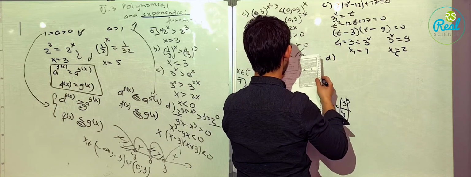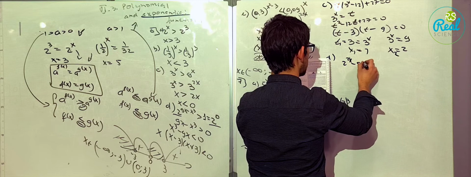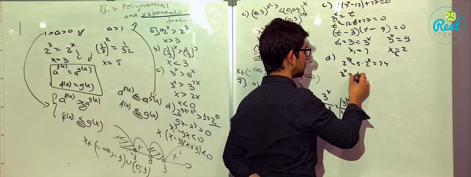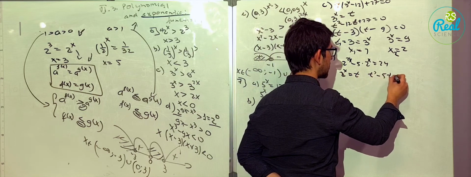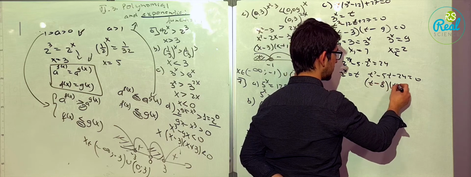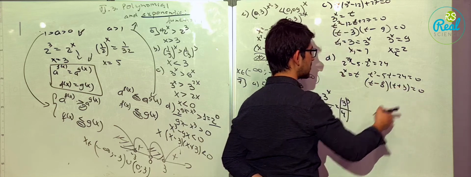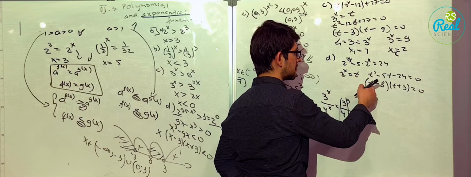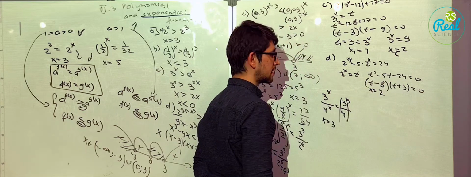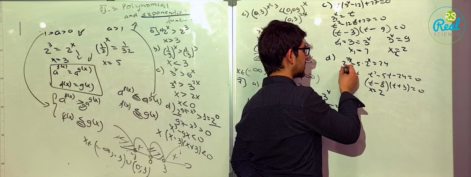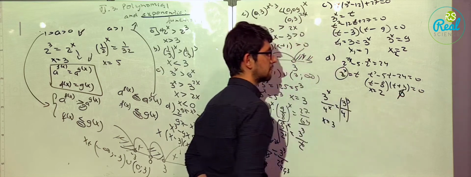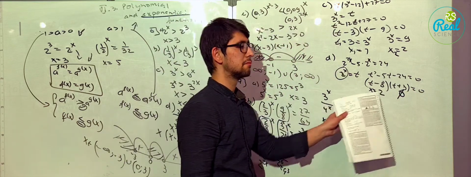D part. 2 on the power of 2x minus 5 multiplied by 2 on the power of x equals to 24. You just do the same. 2 on the power of x denoted as t. T squared minus 5t minus 24 equals to 0. T minus 8, t plus 3 equals to 0. Your first t is 8, your x equals to 3. Your second t equals to minus 3, which means that it is out of its range. So empty set. Your solution is 3.